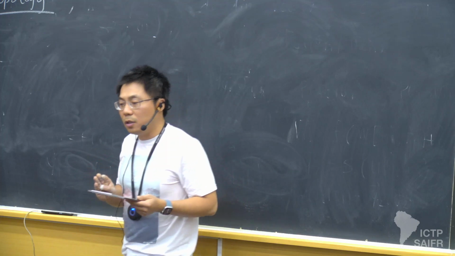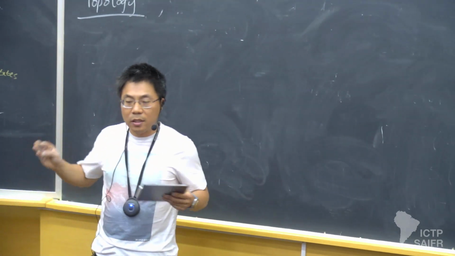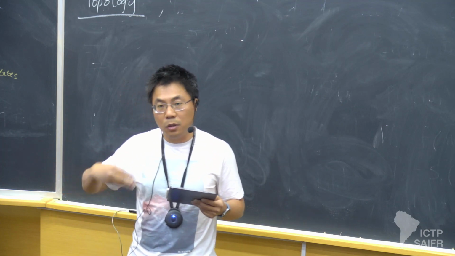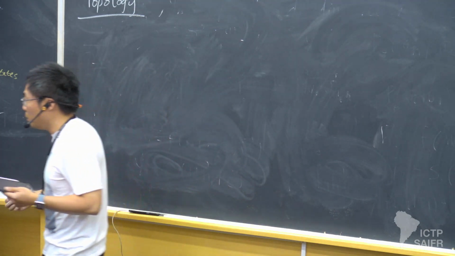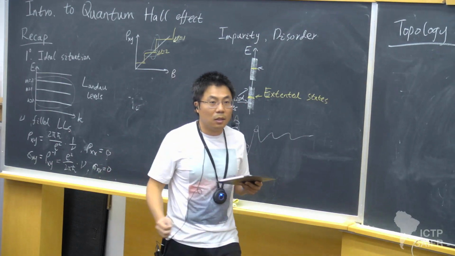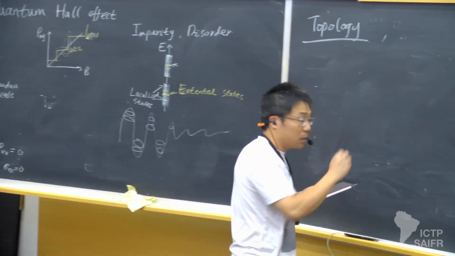But the universal thing is that no matter how many extended states you have, if you compute the total conductivity or resistivity, the Hall resistivity will always be this number. The total number will be this. And that is a consequence of topology.